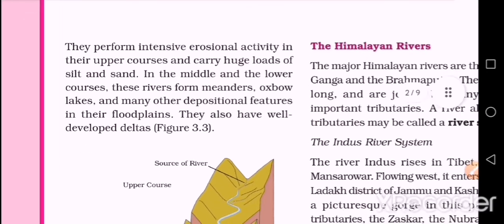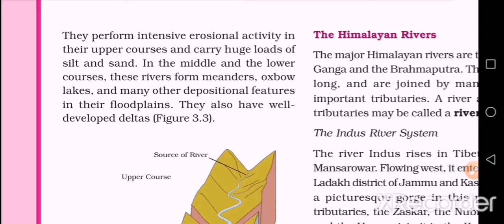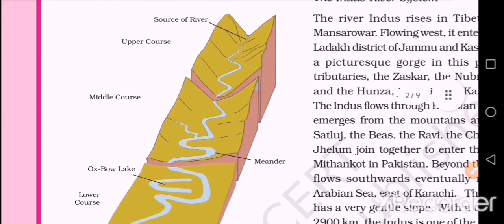See here. Himalayan rivers perform intensive erosional activity. The flow of a river can be categorized as upper course, middle course and lower course. The upper course is near the area where it originates. There the amount of water it carries will be less and the silt it carries will be more, and it will be very active, like a small child. In the middle course it becomes wider by joining with its tributaries, and it also slows down.